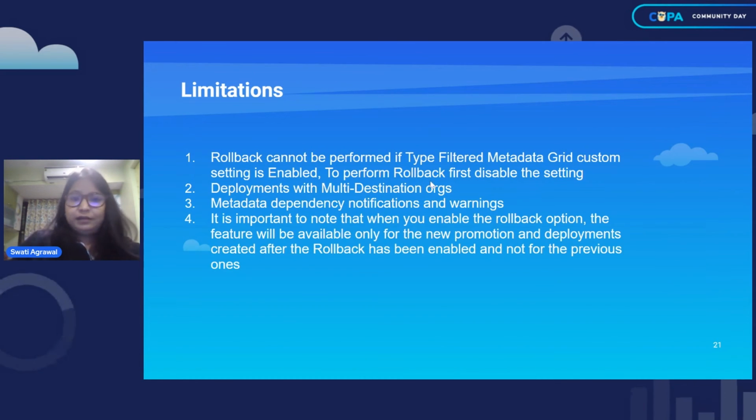Now, limitation, as we discussed earlier: rollback can't be performed if type filter is enabled. So if you want to do a rollback, again, you need to disable this setting. Deployment with multi-destination logs is not supported.